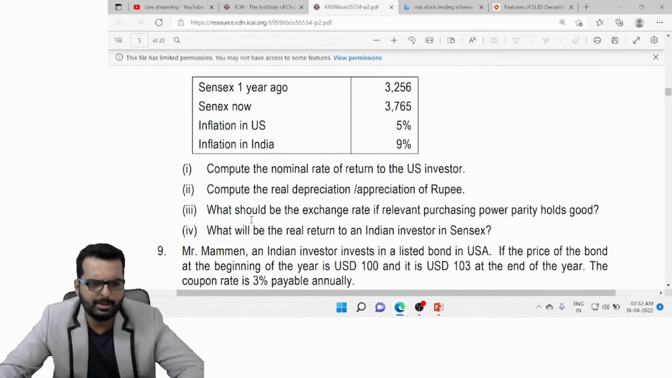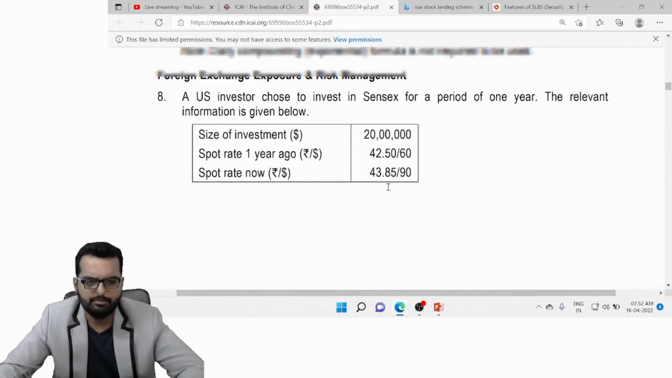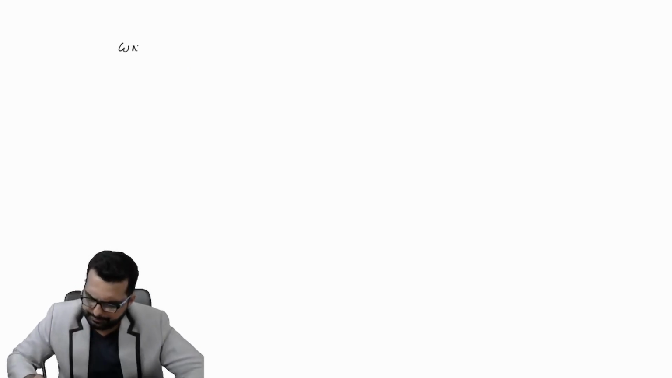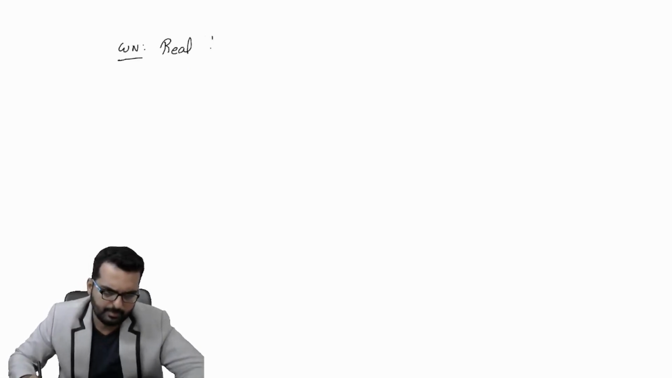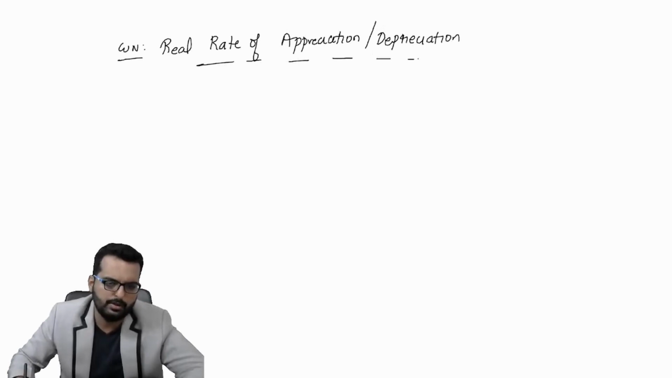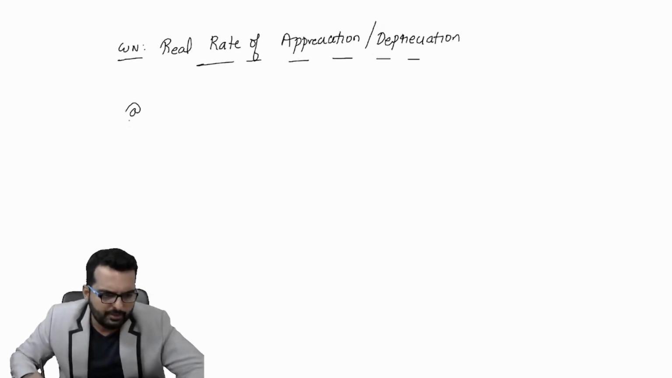Now let's read the requirement again. Compute the real appreciation or depreciation of the rupee. Now listen carefully. We will take the bid rate first, then we can do the same thing for ask rate if required. Okay, I will write down over here real rate of appreciation or depreciation.